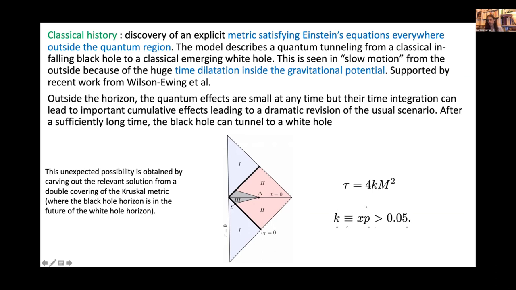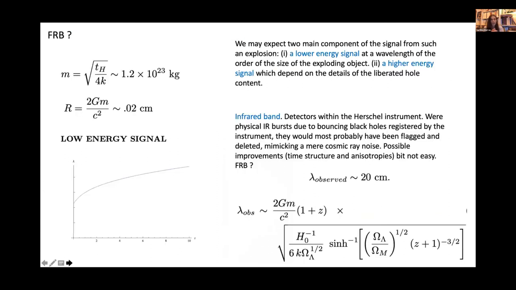I will come back later to alternative views, of course. And this k parameter here simply has to be greater than 0.05. So initially, we thought that it might be related with some fast radio burst. I let you know from now on that I don't believe anymore in this model for different reasons, but one of the most important reasons is that we have seen some repeaters in fast radio bursts, and this is really something that you cannot do with such a scenario.